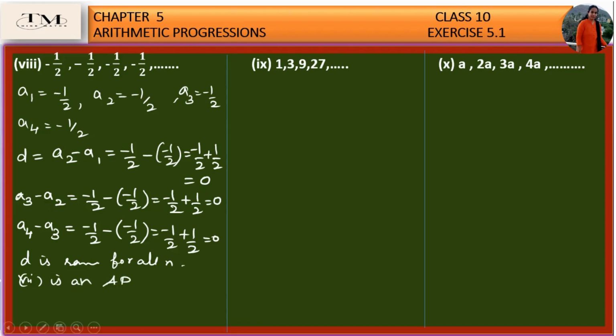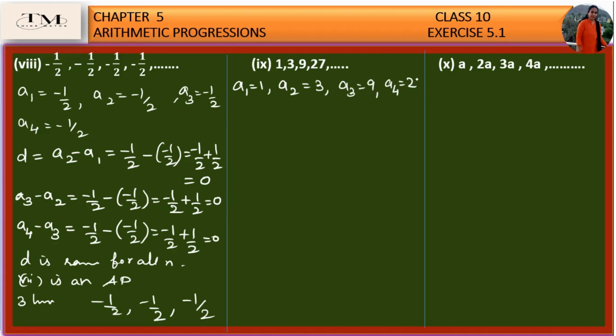So if it is an AP and the difference is 0, then all the terms will be same. So the next three terms will be minus 1 by 2, minus 1 by 2, minus 1 by 2, because we are going to add only 0. If you add 0, there is no difference. So all the terms will be same. Okay. Next, ninth one. Here A1, first term is 1. Second term is 3. Third term is 9. Fourth term is 27.